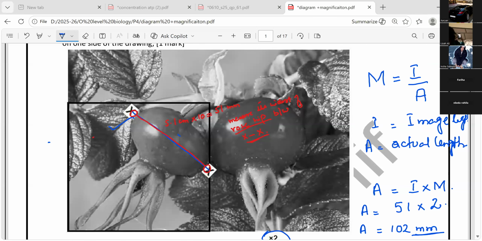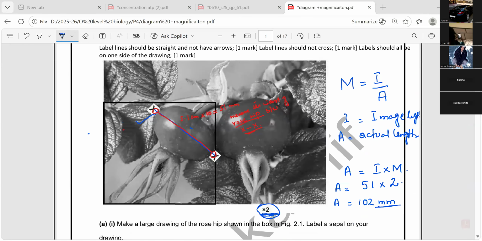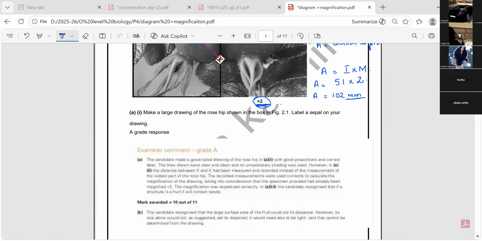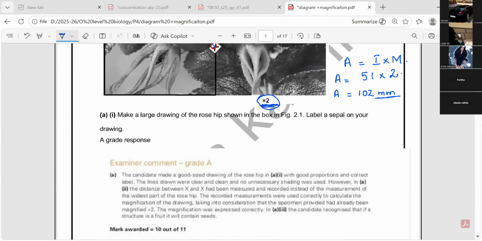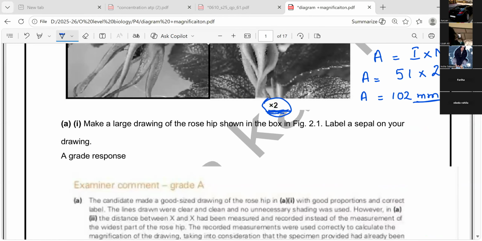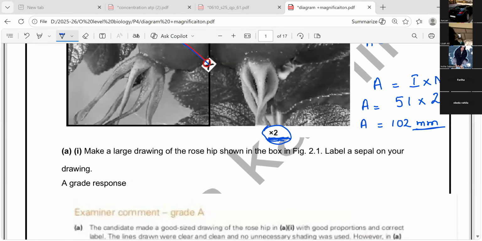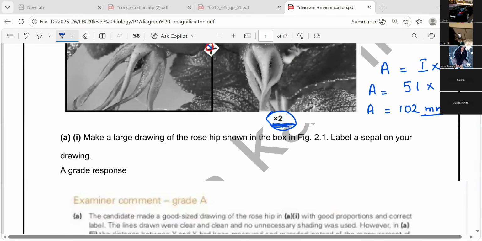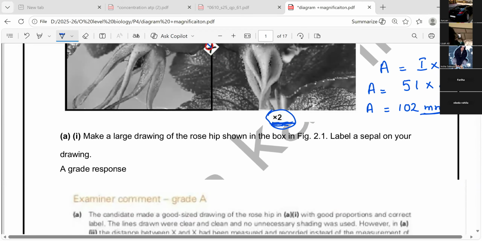Now, this was not the question. Now the question is, the examiner is asking you to make a large drawing of the rose hip. This is the next question. Make a large drawing of the rose hip shown in the box in figure 2.1. So this is figure 2.1. Label a sepal on your drawing. We have already done that part in the drawing video.